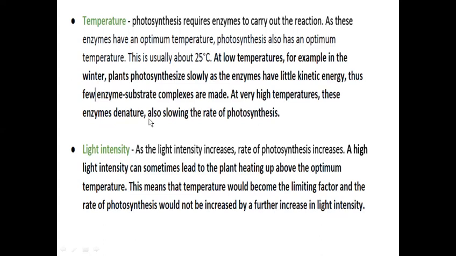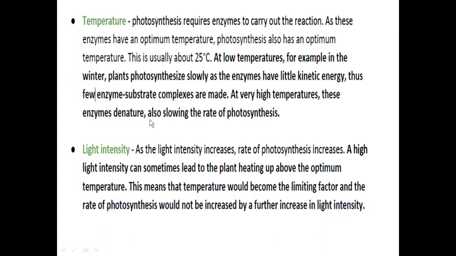For example, the optimum temperature for the human body is 37 centigrade. If the body temperature becomes 38 or 39, then we get a fever. In fever, all our enzymatic reactions slow down. That's why when we have a fever, we become very lazy, and our food is not digested. We can't even stand properly or perform our job properly. Why? Because enzymatic reactions are slowed down.